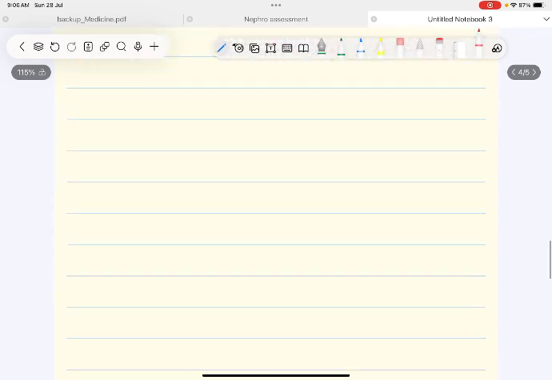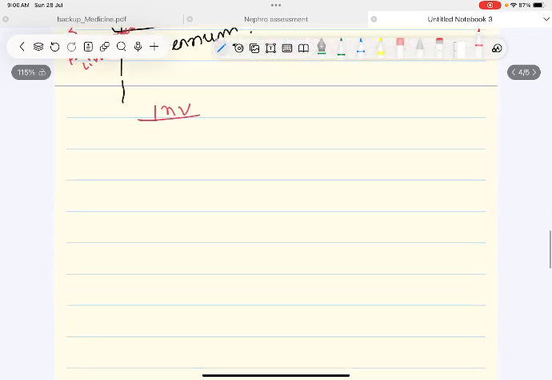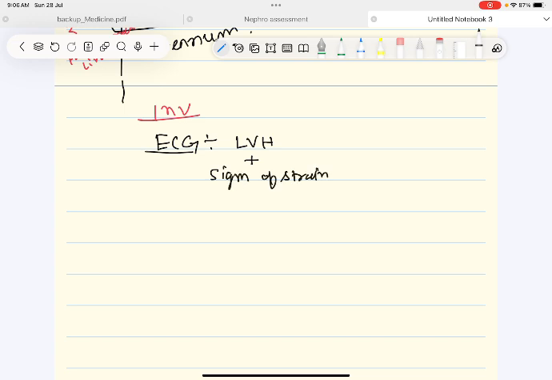Regarding the investigation, first, in all heart disease cases, we have to do ECG. In ECG, we can find a pattern for LVH. We can get signs of a strain pattern, plus signs of LA enlargement, and we may get left axis deviation.